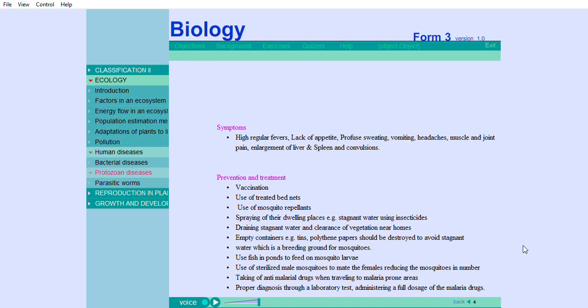Empty containers, for example, tins and polythene papers, should be destroyed to avoid stagnant water, which is a breeding ground for mosquitoes. Use fish in ponds to feed on mosquito larvae. Use of sterilized male mosquitoes to mate with the females, reducing the mosquitoes in number. Taking of anti-malarial drugs when traveling to malaria-prone areas. Proper diagnosis through a laboratory test, administering a full dosage of the malaria drugs. Use natural pyrethroids in mosquito control.